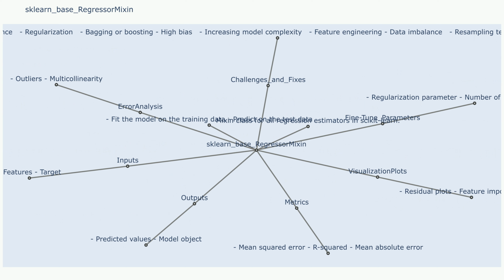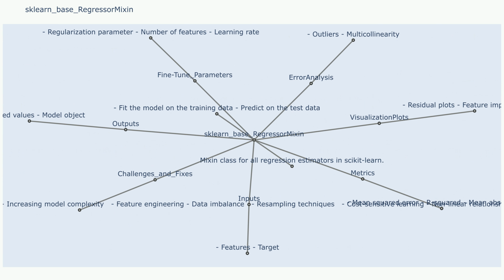Visualization plots. A scatter plot of actual vs predicted values helps visualize the model's performance and identify potential biases or outliers. A residual plot displays the difference between actual and predicted values, revealing patterns in the model's errors.